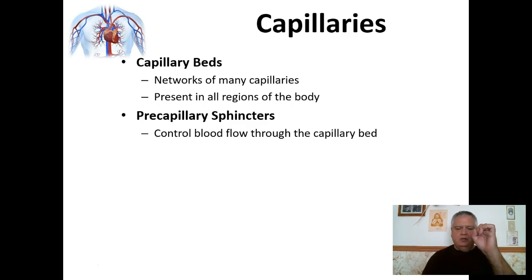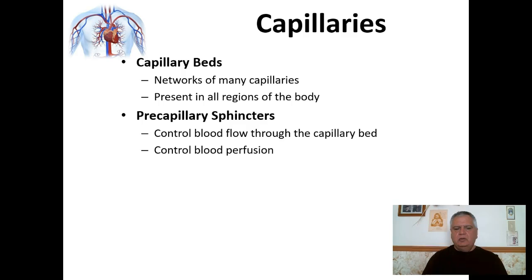So if a precapillary sphincter is closed, no blood's going to be able to flow through that capillary bed. If the precapillary sphincter is open, blood is going to be able to flow through that bed. The more dilated the precapillary sphincter is, the more perfused with blood the capillary bed becomes, and therefore the tissue. The more constricted the precapillary sphincter is, the less blood is going to flow into that capillary bed.